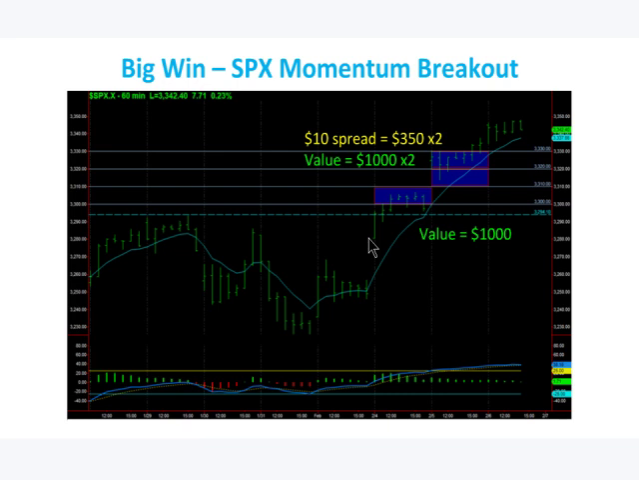This is 3,300. This is 3,310. It gets to the next level, we put on another $10 wide spread. When it hits 3,320, we put on another $10 wide spread. Do you see the pattern? We actually call this a debit spread ladder. Each one costs us about $350, and its value is about $1,000, or $10 per spread.